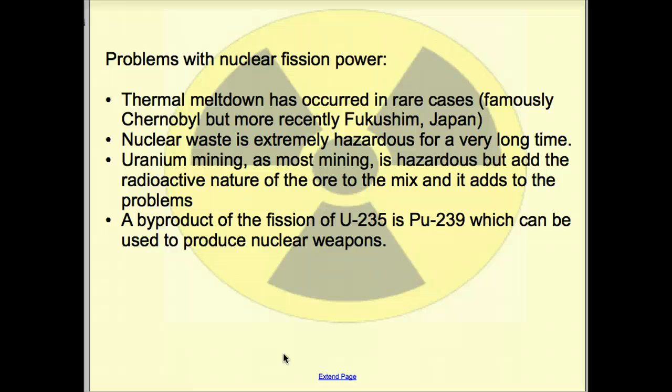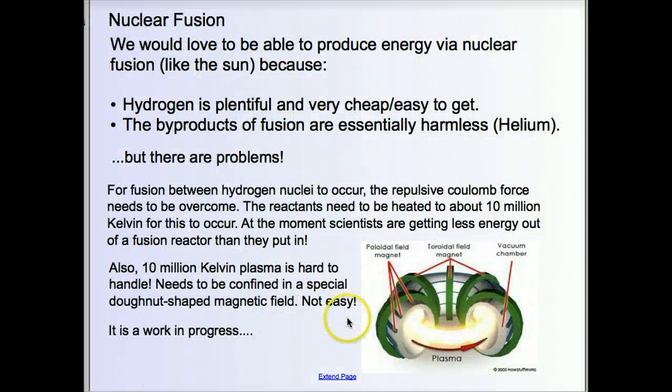Mining is hazardous, but uranium mining is extra hazardous because of the isotopes that are being dug out of the ground. And as also mentioned, a byproduct of the fission of uranium-235 is plutonium-239 by neutron capture of 238, which can be used to produce nuclear weapons.